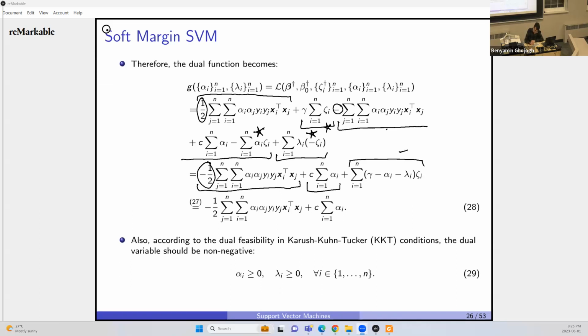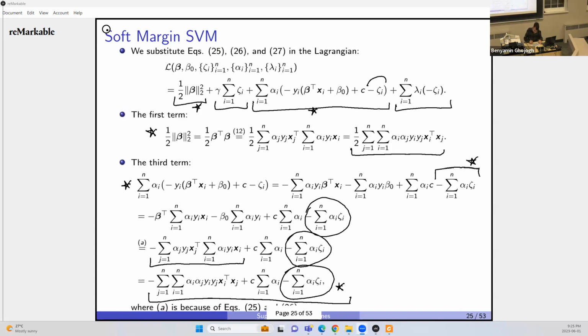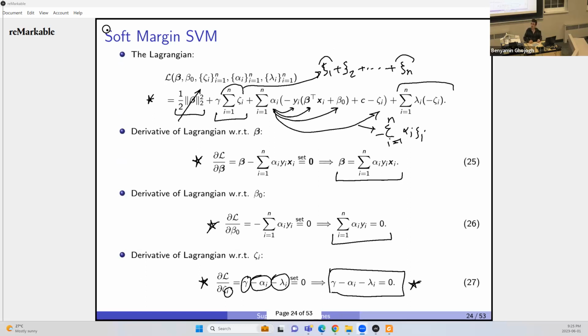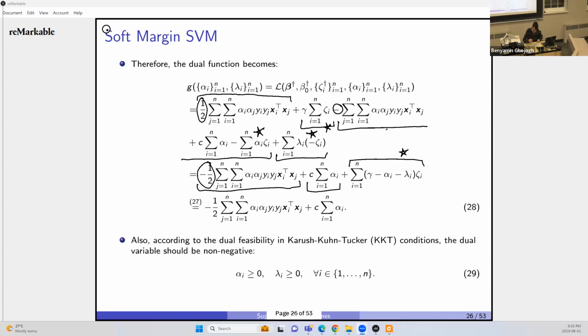So this is newly added. Then interestingly, we just found by equation 27 that this is zero. So this newly added term just became zero and goes away. This is exactly what we had in the dual function of the hard margin. The dual function of the hard margin is the same as the dual function of the soft margin. They are the same, okay?